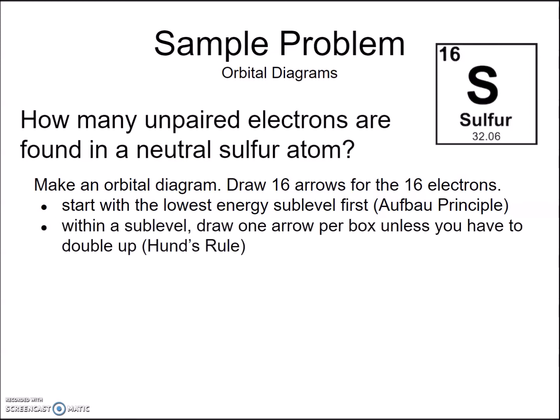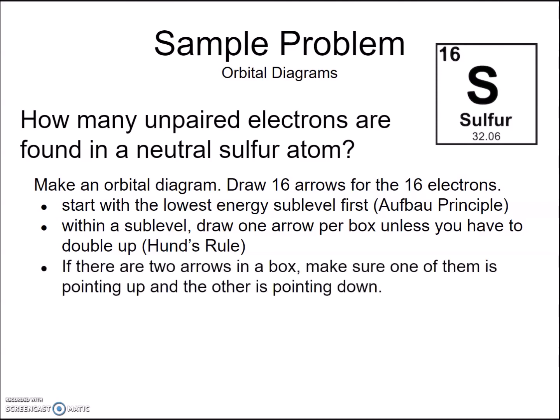Okay, another couple of things to remember. Within a sublevel, draw 1 arrow per box unless you have to double up, unless there's no other place for the electron to go. That's Hund's rule. If there are 2 arrows in a box, make sure one of them is pointing up and the other is pointing down. That's the Pauli exclusion principle. And then lastly, to answer the question of how many unpaired electrons there are, we're looking for arrows that don't have a partner.